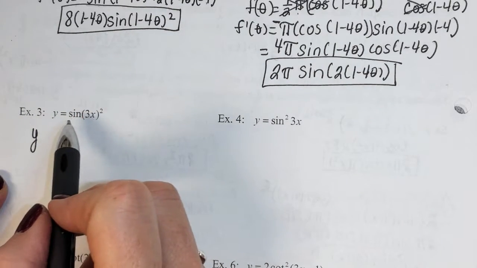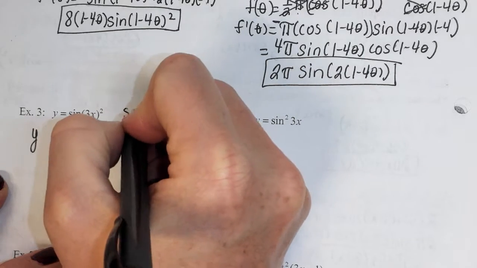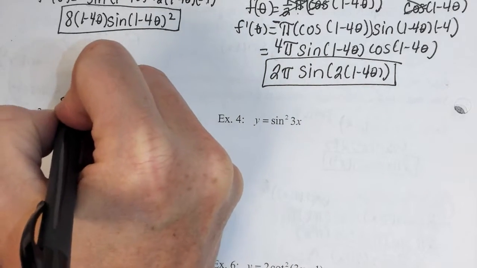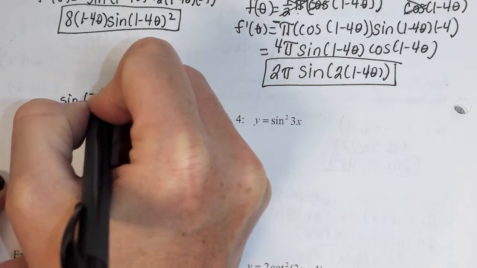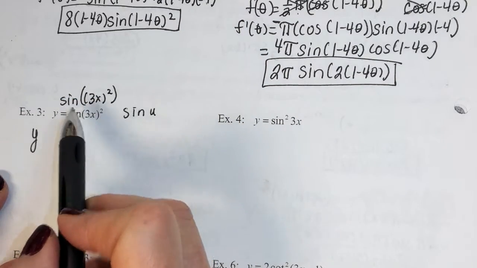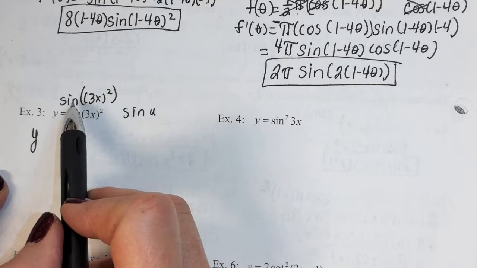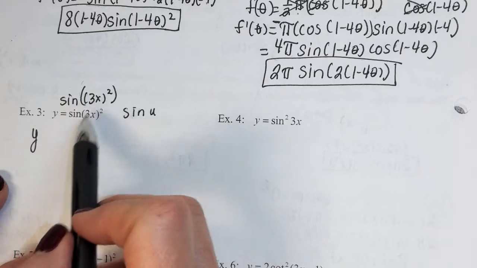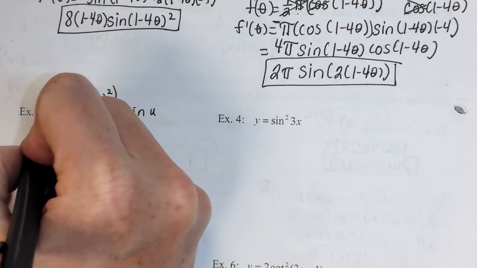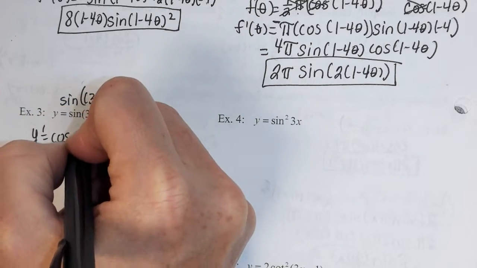Haley, on number 3, what am I going to think of first? Sine U is first. I would think of this as sine of (3x) squared, and I would put one more parenthesis in there. It helps to put that other parenthesis in there to understand that the chain rule is going to have to be done once, twice, 3 times. We're going to take derivatives. Derivative of sine U is cosine. My outermost parentheses are the U.